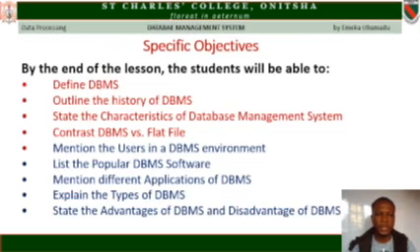Now, specific objectives. By the end of the lesson, you students will be able to: 1. Define database management system, which is called DBMS in abbreviation. 2. Outline the history of DBMS. 3. State the characteristics of database management system. 4. Contrast DBMS versus flat file. 5. Mention the users in a DBMS environment. 6. List the popular DBMS software. 7. Mention the different applications of DBMS. 8. Explain the types of DBMS. And finally, state the advantages and disadvantages of DBMS.